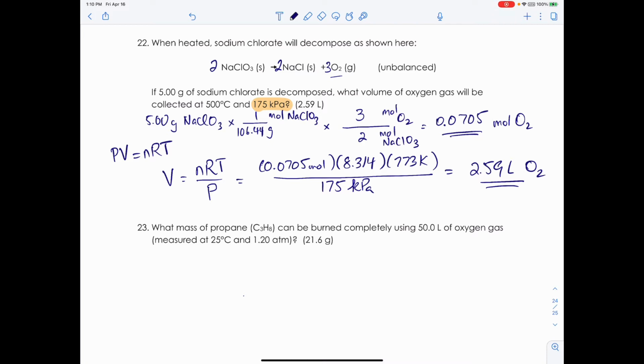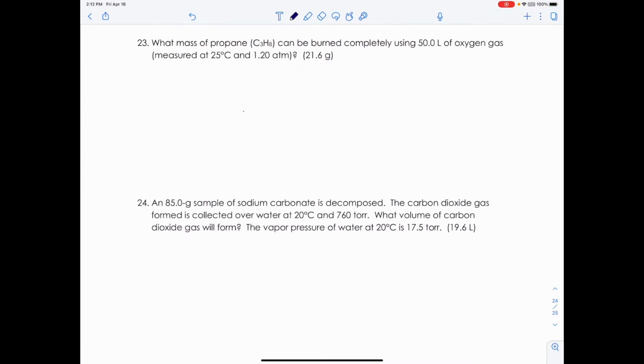So notice in this stoichiometry problem, we did a stoichiometry calculation first, and then followed that with an ideal gas calculation. Some problems, you have to do that in reverse. You might need to do an ideal gas calculation to begin with, then do a stoichiometry problem after that. All right, so let's try another gas stoichiometry problem. Question number 23 on the worksheet. Pause the video and see if you can do that yourself.